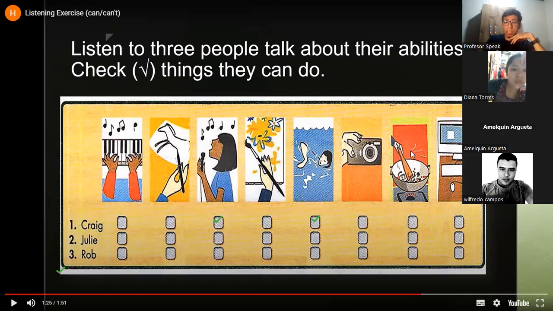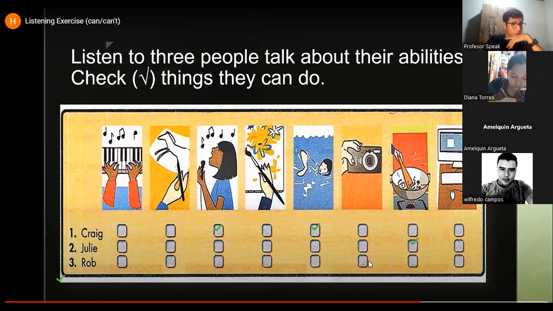Three. Okay, what can she do? She can cook. Very good. She can cook. What's the other activity? Okay, she can take photos. She can take photos with the camera. Very good, so let's move on to the last one.